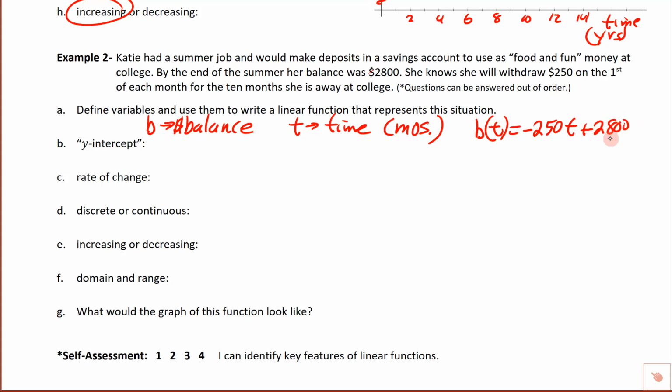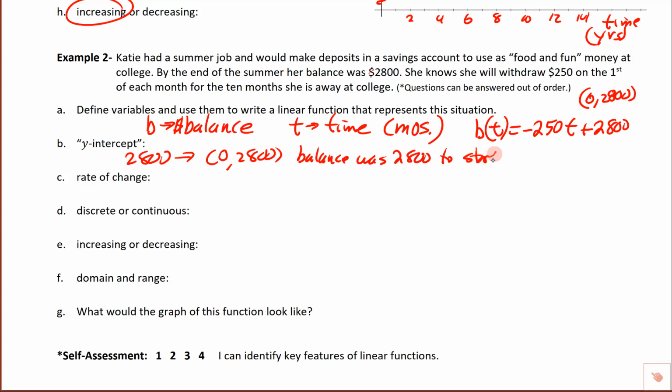So that 2,800, because that's the starting amount, so that's like the (0, 2,800). That's how much she starts with. That's the y-intercept. And then this right here, that's the $250 every single month. So the y-intercept is 2,800, and what that means is (0, 2,800). And we'll write this: balance was 2,800 to start.